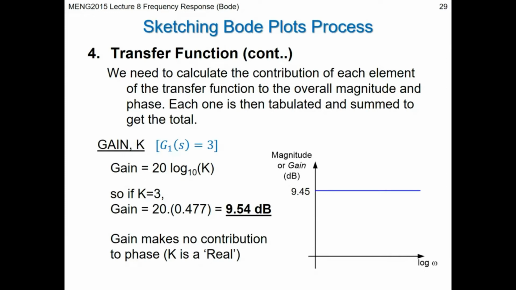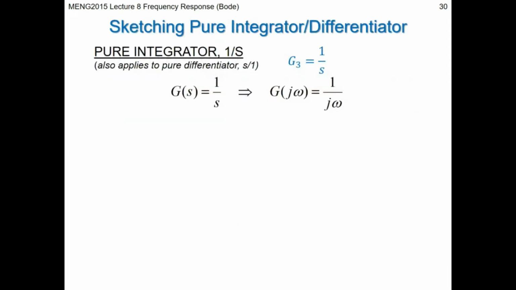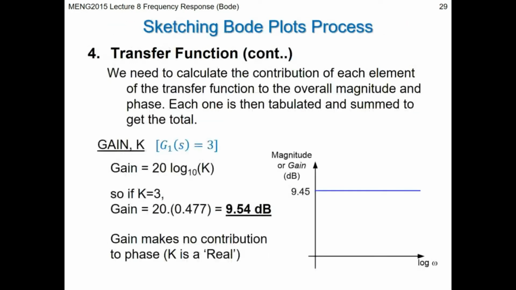But gain, because it doesn't have an imaginary part, doesn't make any contribution to phase. So there's zero contribution to phase, and you don't have to take that into account. A pure gain is just giving you a magnitude contribution. All right, so hopefully everyone got that.